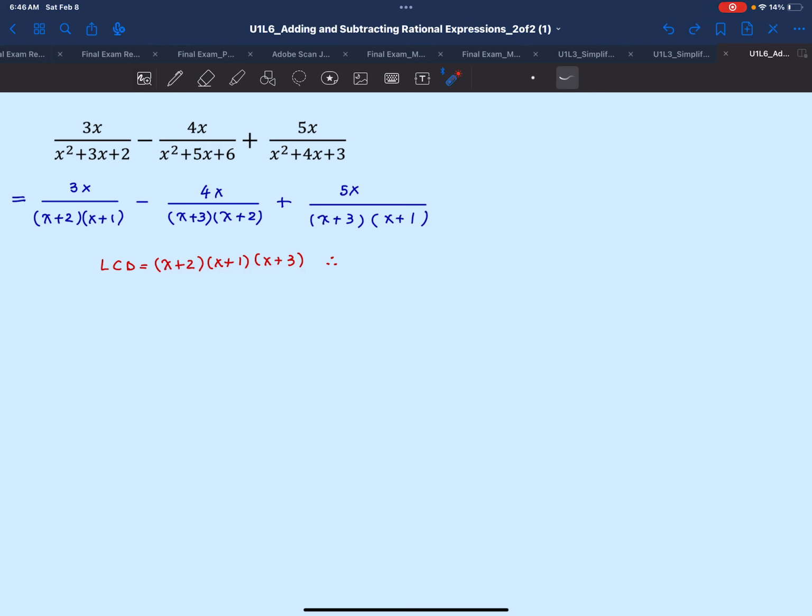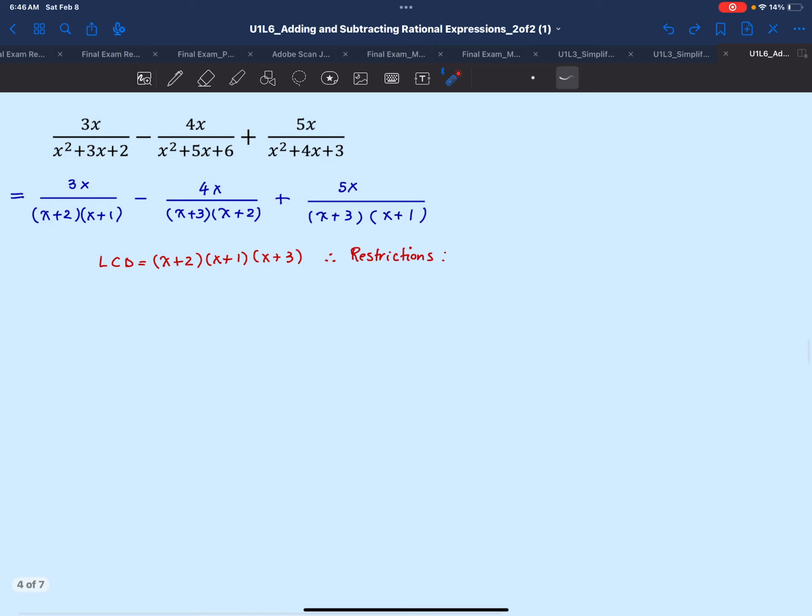And while we're at it, let's state the restrictions. So the restrictions would be that every factor in the denominator has to be different than 0, which means x plus 2 is different than 0, x different than negative 2, x plus 1 different than 0, x different than negative 1, and x plus 3 different than 0, which means x has to be different than negative 3.